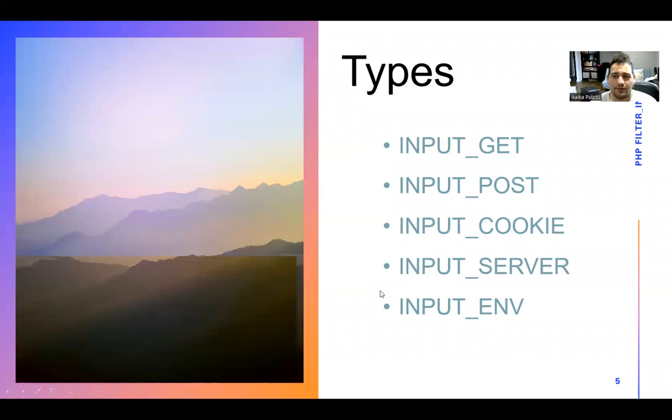The first parameter is types. There are 5 types: get, input post, cookie, server, and environment. This is pretty much telling your function where you want it to look for the variable that you're going to be interacting with, or the type of input that you're going to be getting.